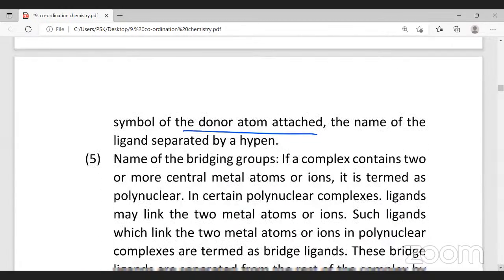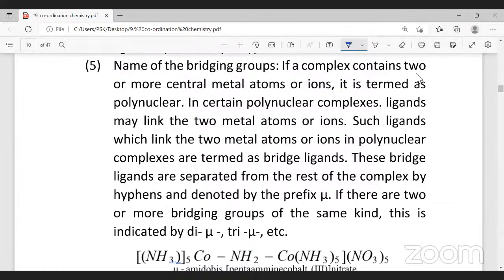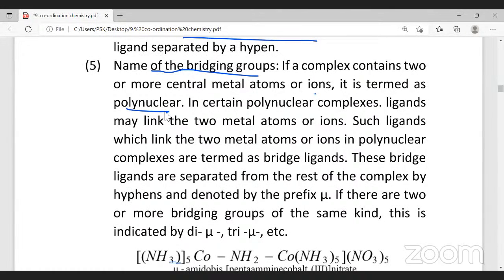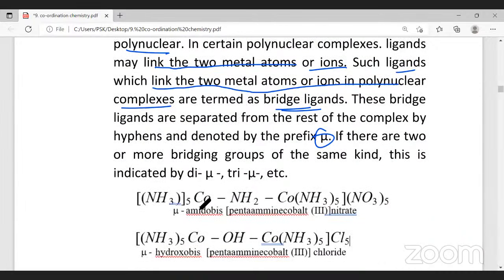The fifth point, the name of the bridging group. If a complex contains two or more central metal atoms or ions, it is termed polynuclear. In certain polynuclear complexes, ligands may link two metal atoms or ions. Such ligands which link two metal atoms or ions in a polynuclear complex are termed bridging ligands. We give a prefix mu. Observe here, this is a metal and this is also a metal. You can see NH2 is a bridging ligand. NH2 is linked to both the metals.